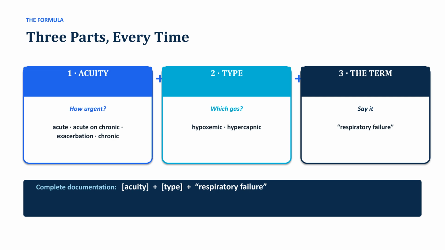First, identify the acuity. How urgent is the condition? Second, define the type. Which gas is the issue? Hypoxemic or hypercapnic? Finally, use the exact term, respiratory failure. Combining these three elements, acuity, type, and the term itself, ensures your documentation is complete and codable.